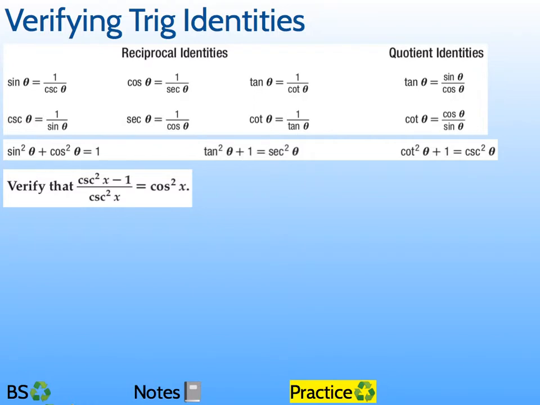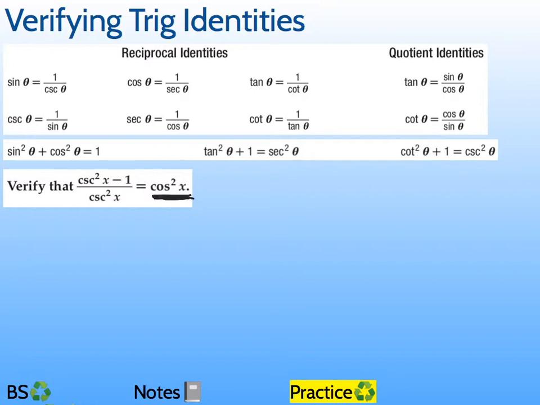Now what we're going to do here is verify that cosecant squared minus 1 over cosecant squared just equals cosine squared. And in order to do this, we're going to use some identities. So if you look at the numerator on the left, which by the way, we're going to start on the left because it's the more complicated stuff, and we're just going to hope that it ends up making cosine squared of x in the end.